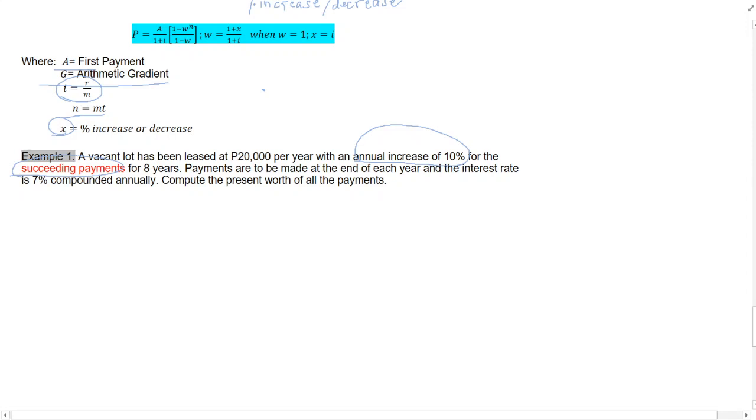And for the x there, that is the percent increase, of course, that is already the 10%. Payments are to be made at the end of each year, and the interest rate is 7% compounded annually. So your interest rate is your 7%, whereas your x, the percent increase, is 10%. We are asked to compute the present worth of all the payments.